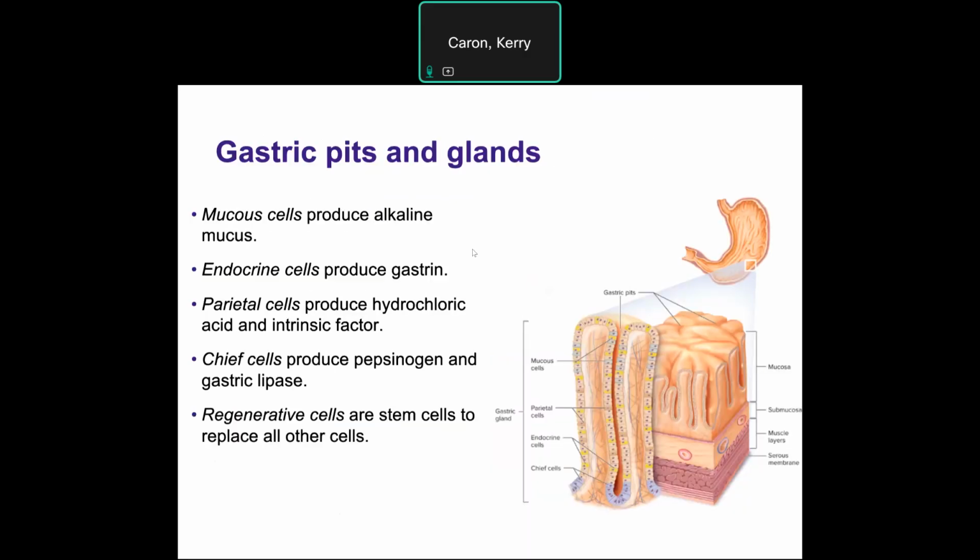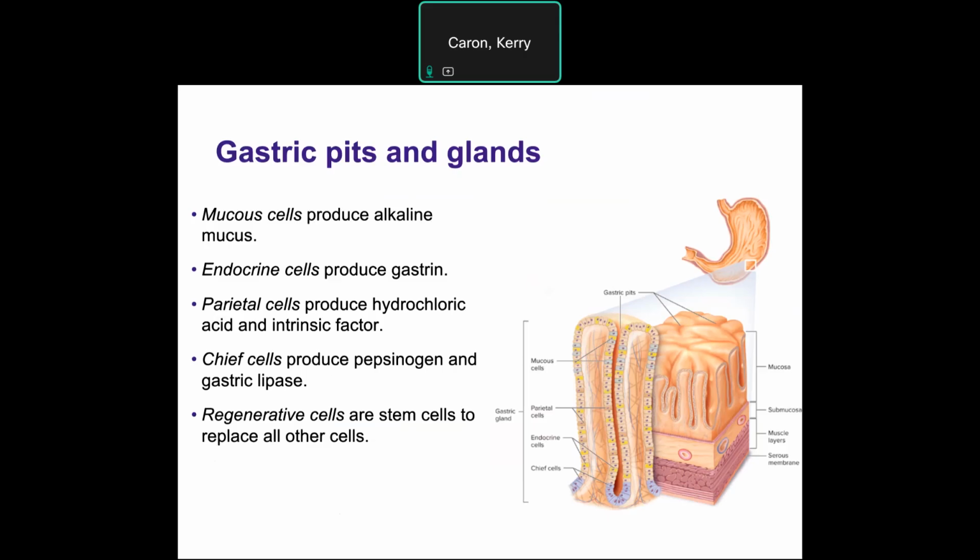In the stomach, I mentioned the mucosa layer. These mucus cells in the stomach produce alkaline mucus, kind of to neutralize things and protect the stomach from eating itself. Remember, the stomach from the endocrine chapter has some endocrine function. So the endocrine cells in the stomach produce gastrin. Okay. We have parietal cells that produce hydrochloric acid, very acidic, and intrinsic factor. We need intrinsic factor to absorb vitamin B12.